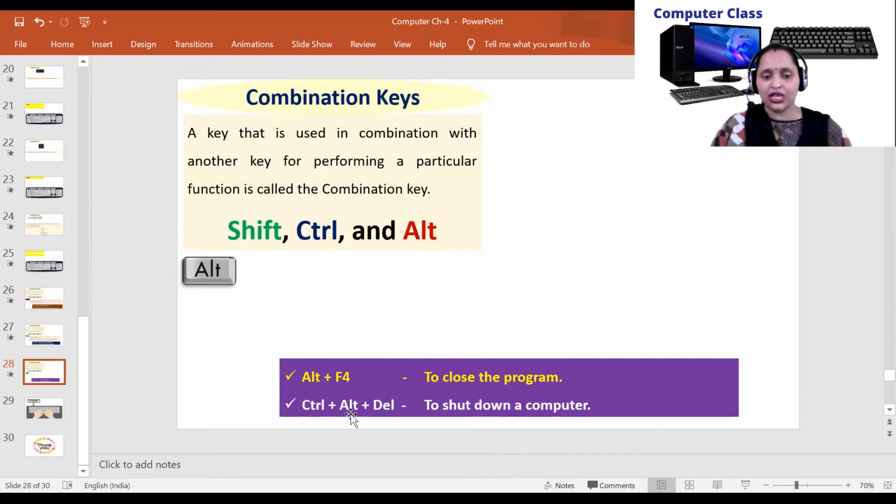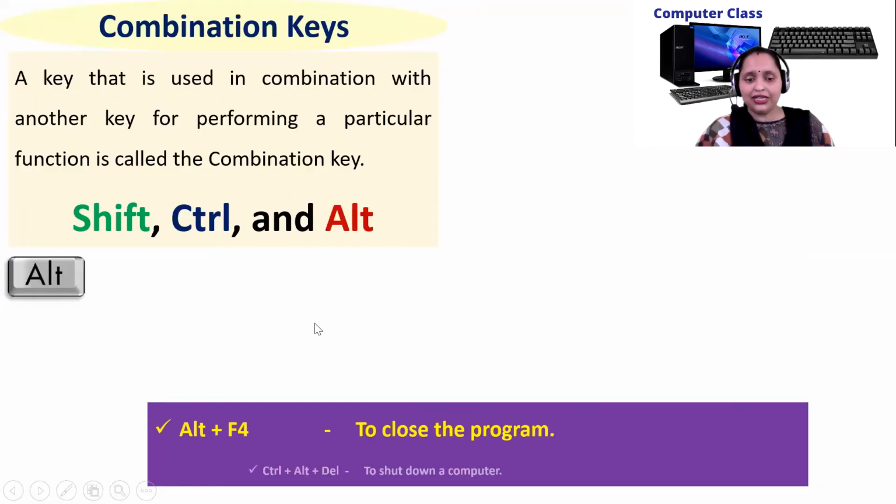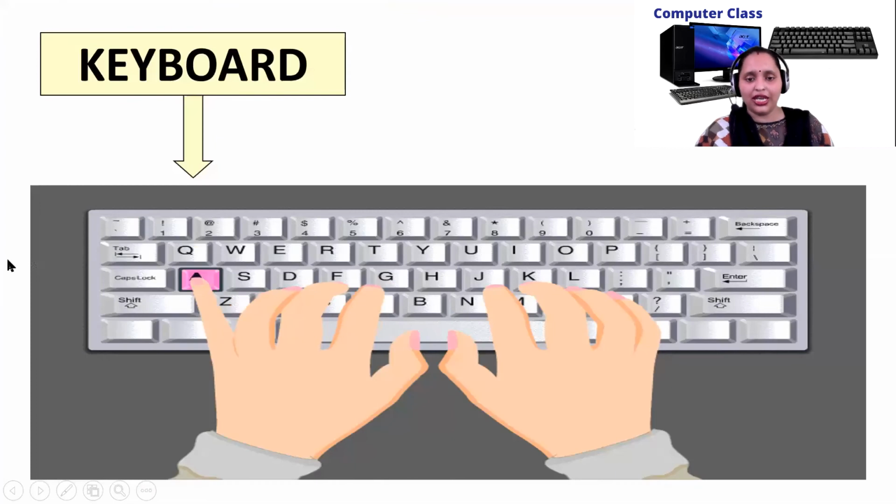And if I am using these keys, Control plus Alt plus Del, Del means delete key, if I am using these three combination keys at the same time, our computer will shut down. It means our computer will close. Okay. So children, I hope this key is clear to you. The function of the Alt key is clear to you.